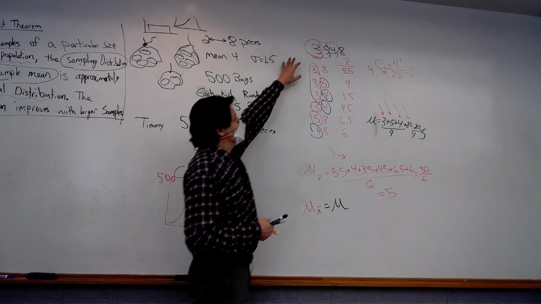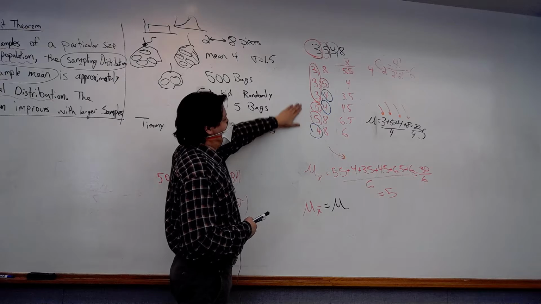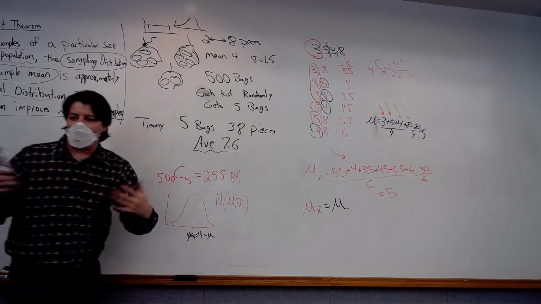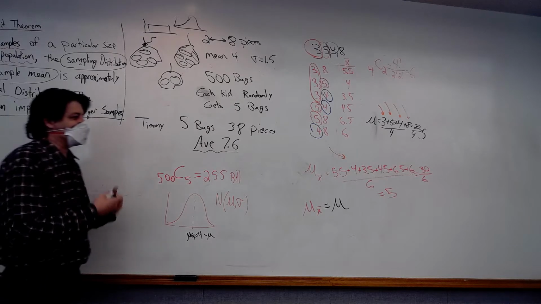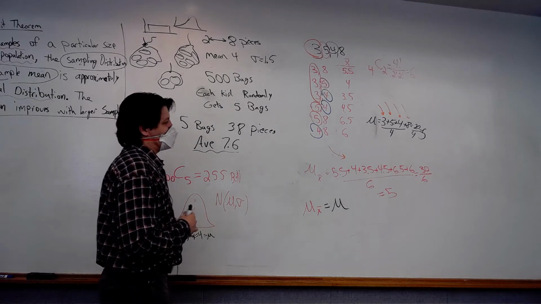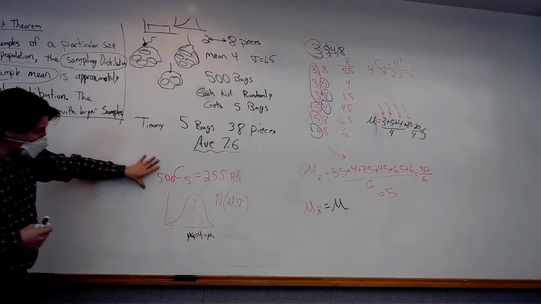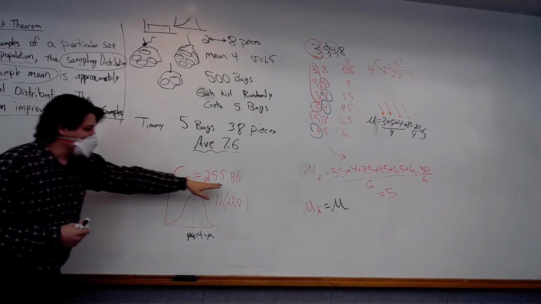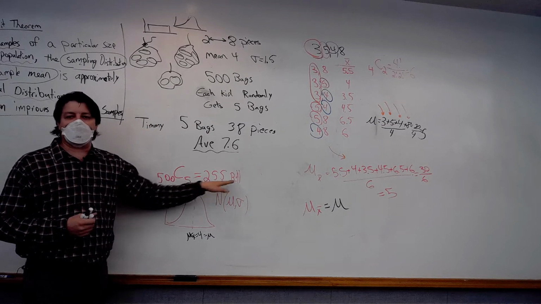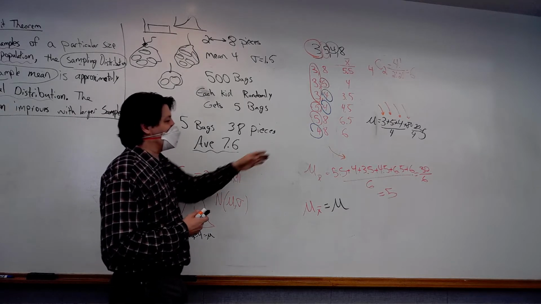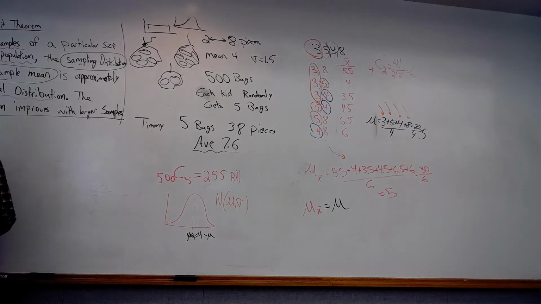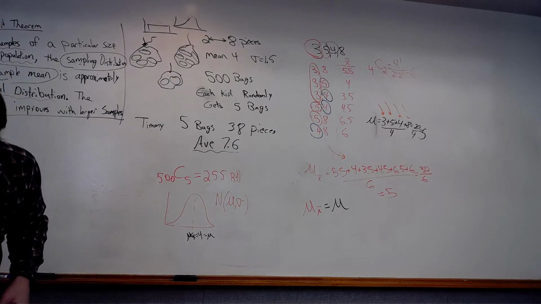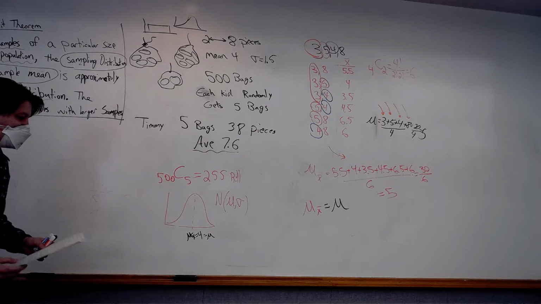So the idea that they all show up equally across all of the observations, all the samples, means that the same mean is going to fall out. So that's how we can know, without going through the process of doing all 255 billion, that the mean of the sample means is going to be the population mean.